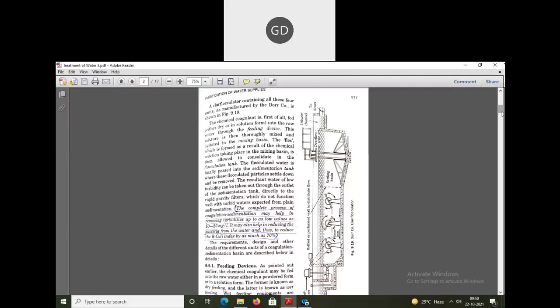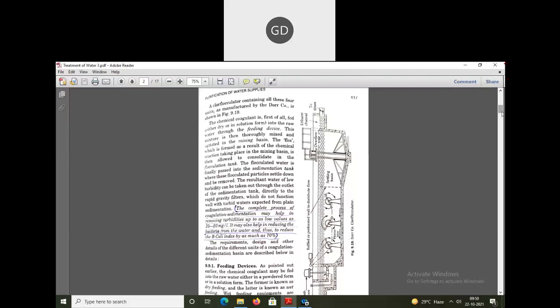After removing the flocculated particles, the resultant water is not that clear, but it has a low turbidity. It can be taken out through the sedimentation tank's outlet and sent directly to the next step, that is, the filtration process. This complete coagulation sedimentation process helps in removing turbidity to almost 10 to 20 milligram per liter.